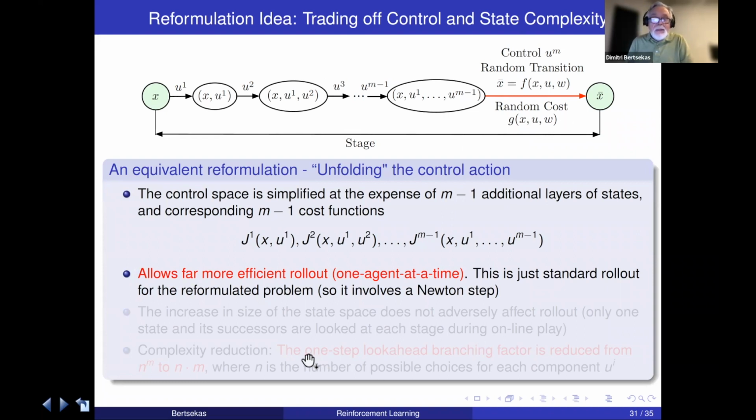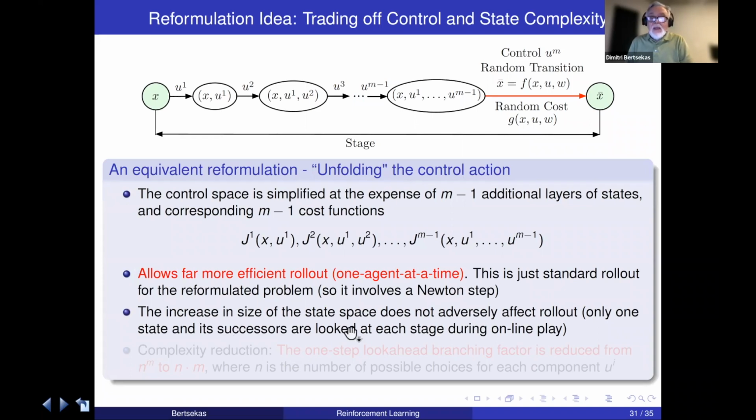And rollout, the key thing is that rollout is not affected by the size of the state space. Rollout cares only about the number of successor states to each state. In other words, the number of controls here, the number of controls here, and so on. And only one state and its successors are looked at this stage during the rollout operation online.